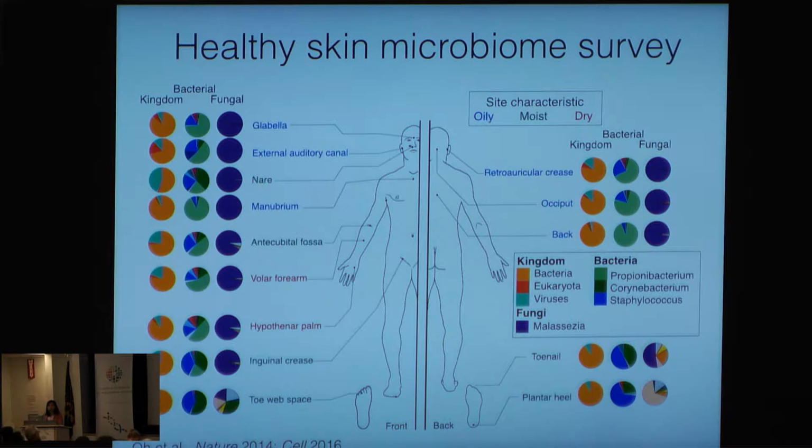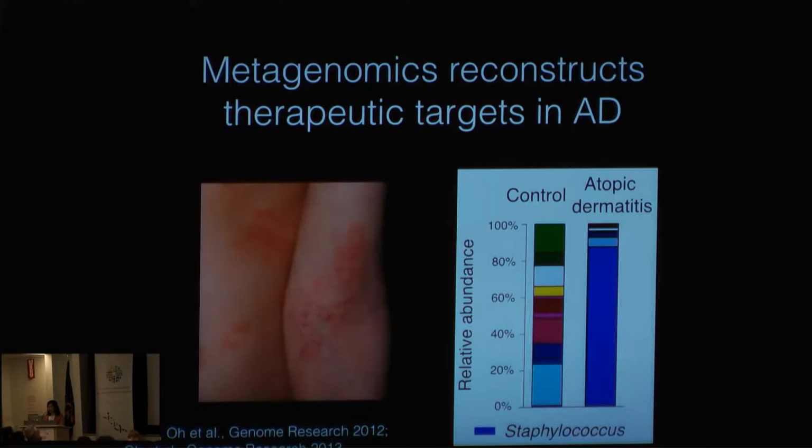So for example, whether it's an oily site like our face or our torso, moist like our feet, or dry like our hands and forearms. And so you can see just by eye the heterogeneity in the composition of the pie charts in the figure there. When there's skin disease, what we see is a very significant shift in kind of these core characteristics of the site specificity.